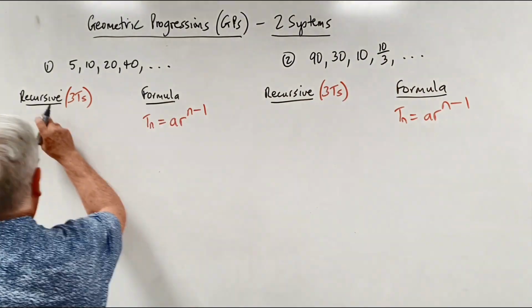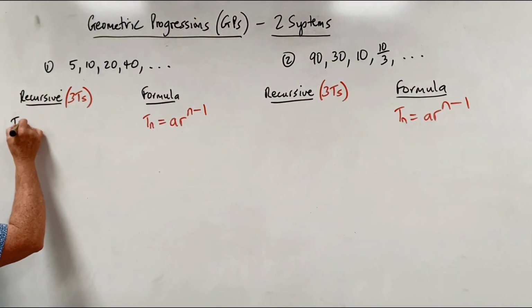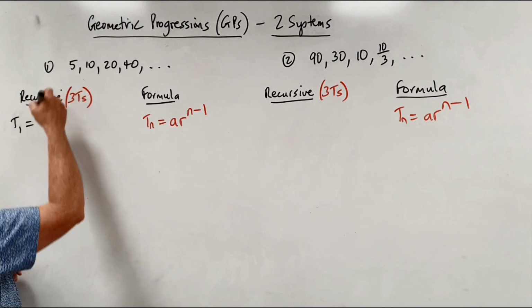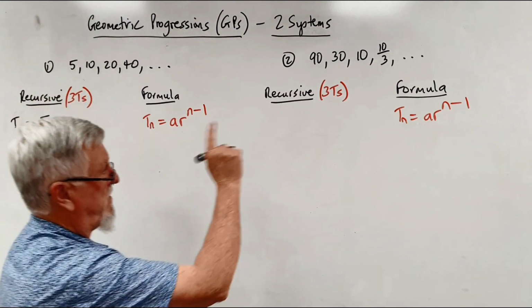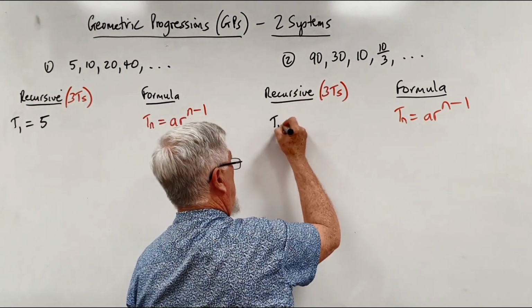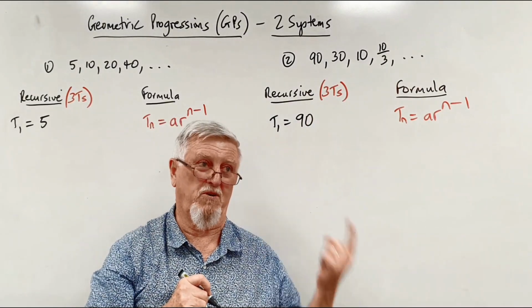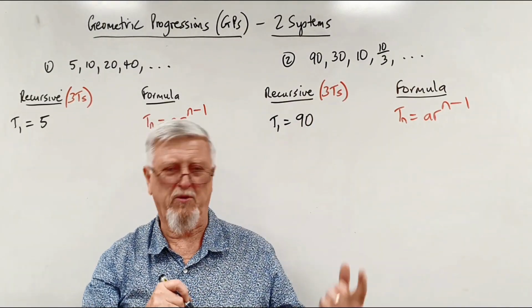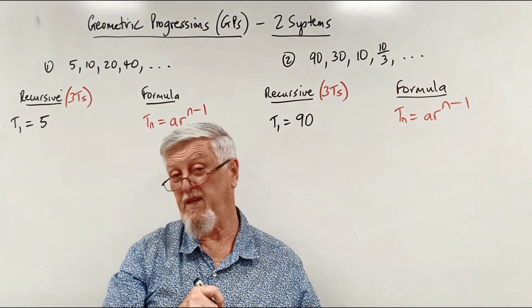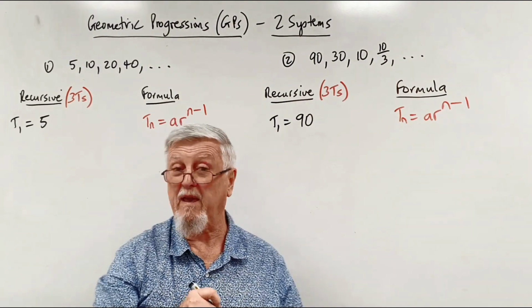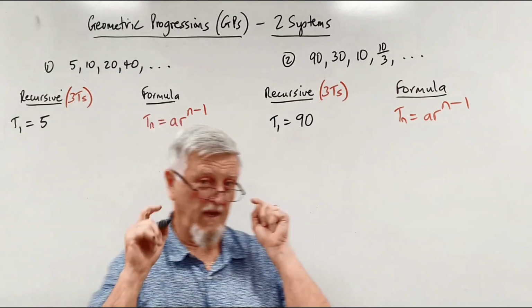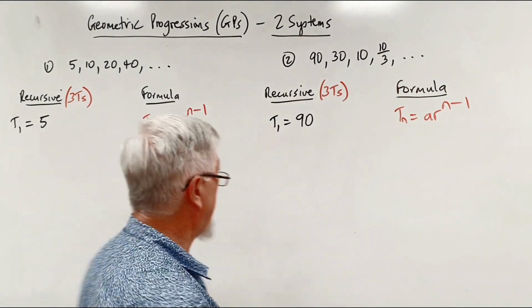When you're talking about recursive, always write down the first term. There's a rule. Recursive, the first term is 5. Recursive, first term is 90. I see student after student forget to write the first term down and automatically lose a mark. So if it's out of 3, you get 2 out of 3, even if you know what you're doing, but you forget to write the first term. So rule: write the first term down when it's recursive.